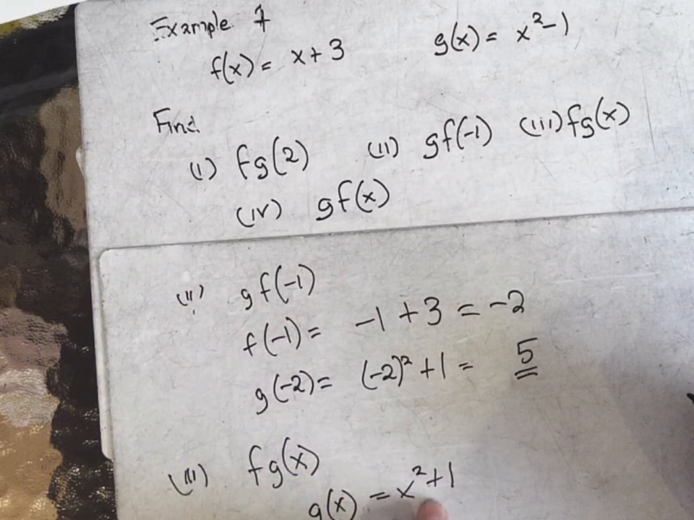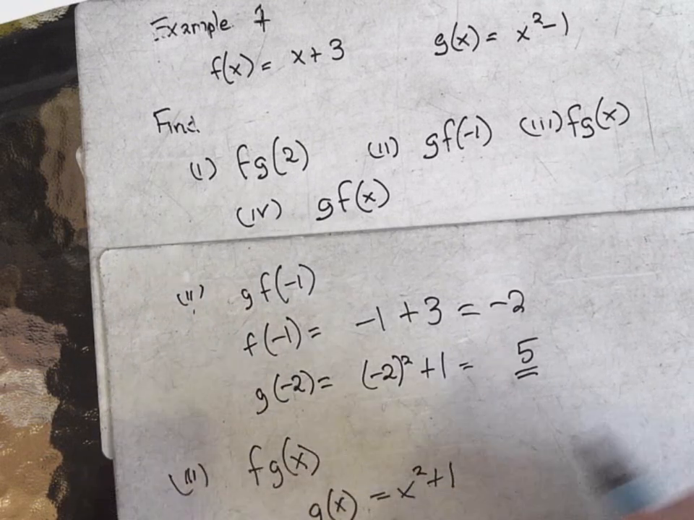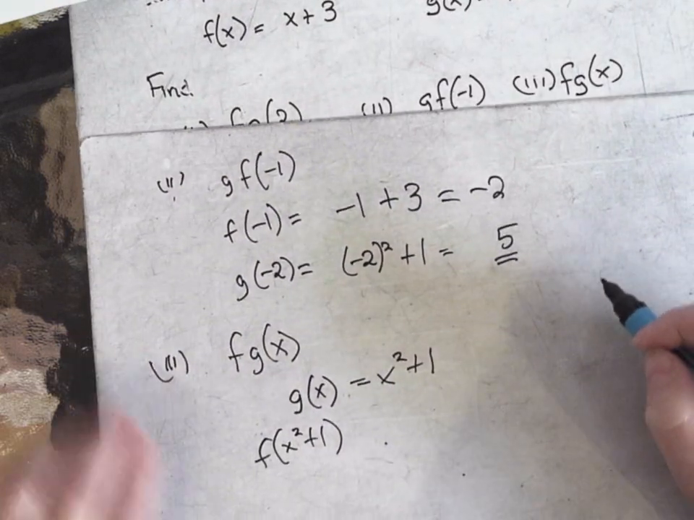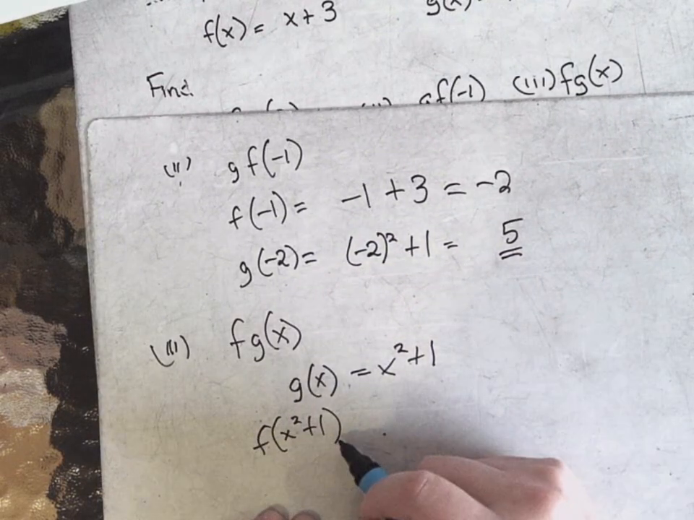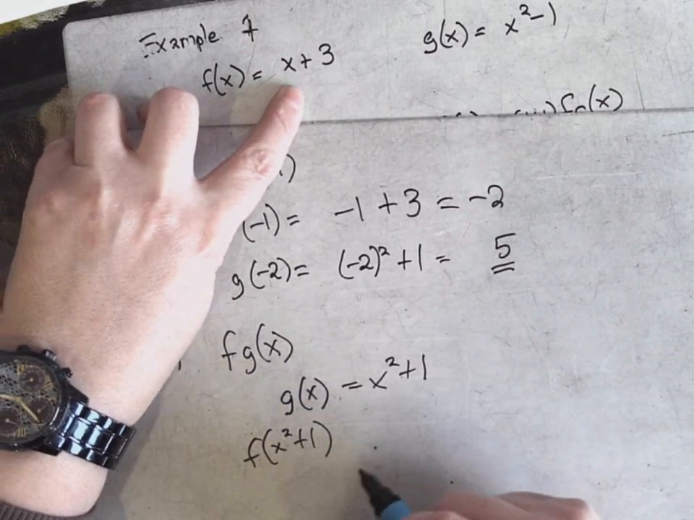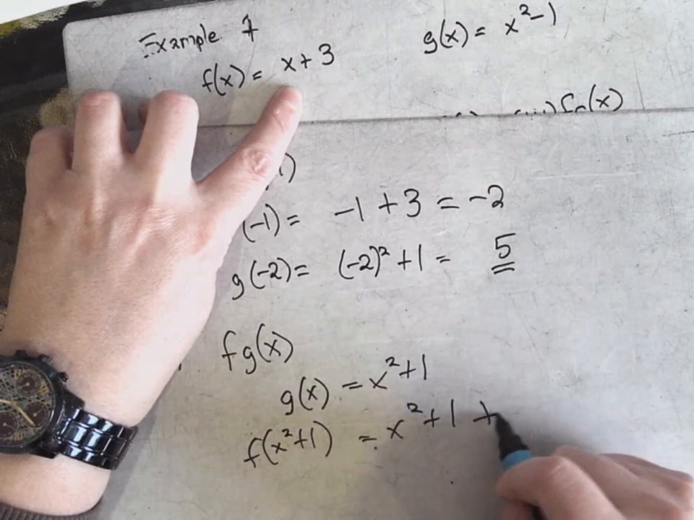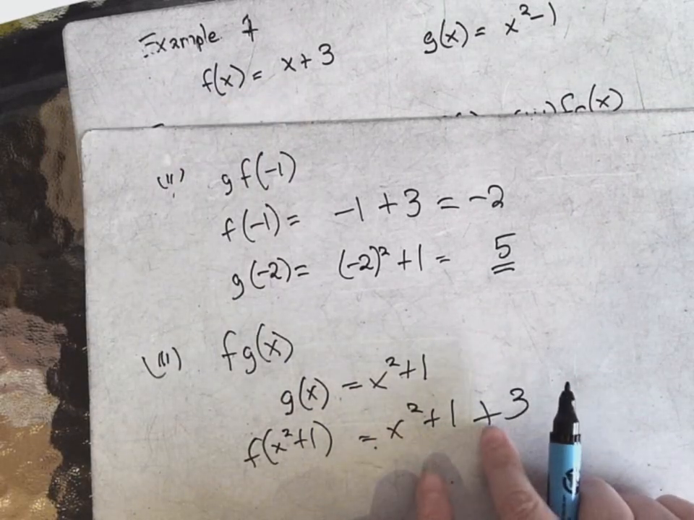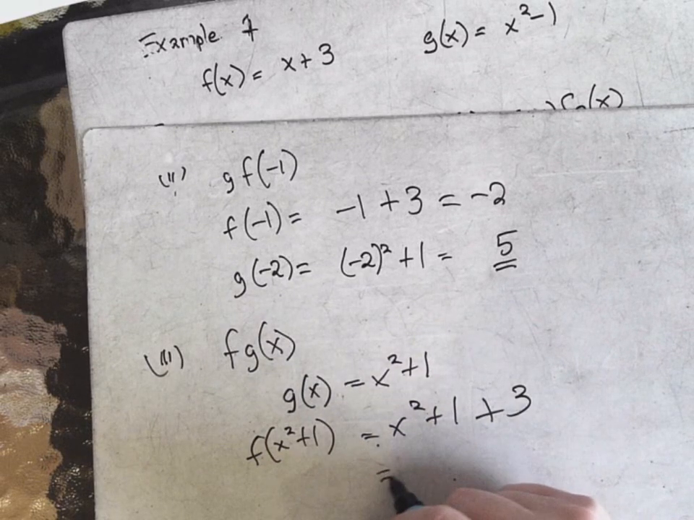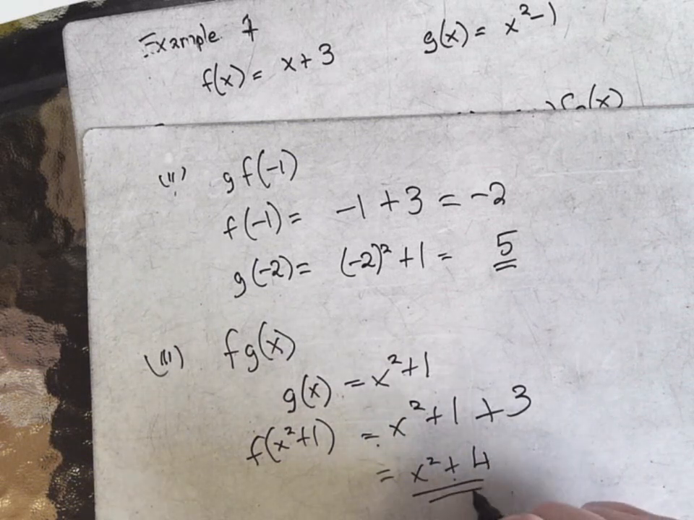Then you take the answer from the first bit and you put it into f. Everywhere I see an x in f, I have to put in an x squared plus 1, because that was my answer from the first bit. Remember f is x plus 3. So instead of that x, I'm writing x squared plus 1. So it's x squared plus 1 plus 3. Tidy that up, and that's x squared plus 4. That's the overall answer there.